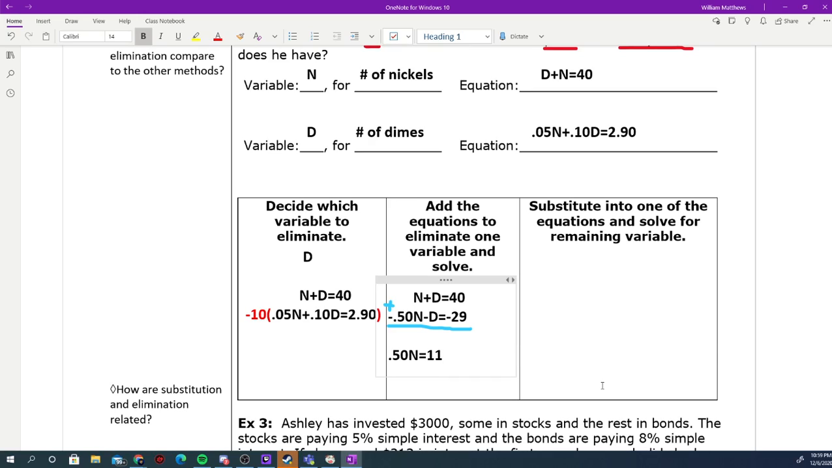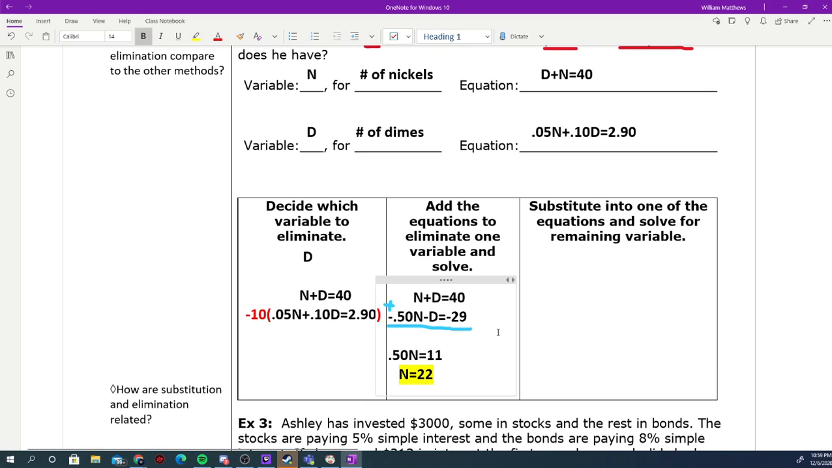Our last step is to divide both sides by 0.50, which will give us n equals 22, saying that the number of nickels we have is 22. Now this would be our answer. If we were multiple choice, we would look for this.